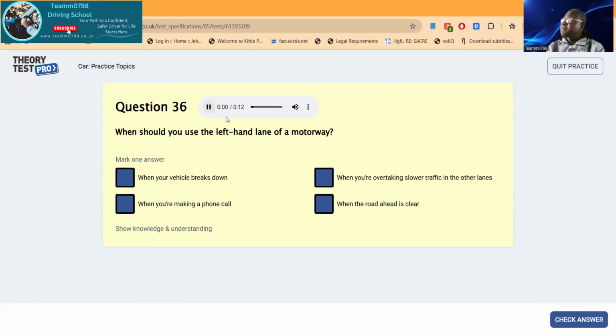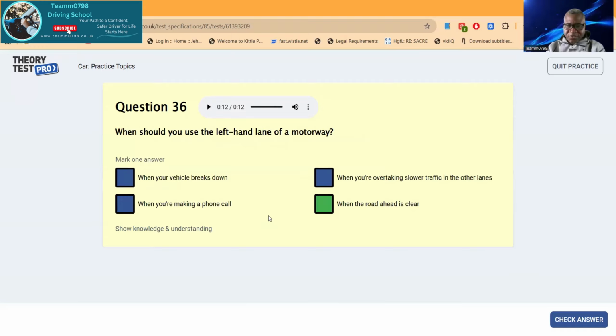When should you use the left-hand lane of a motorway? When your vehicle breaks down. When you're overtaking slower traffic in the other lanes. When you're making a phone call. When the road ahead is clear. When should you use the left-hand lane of a motorway?